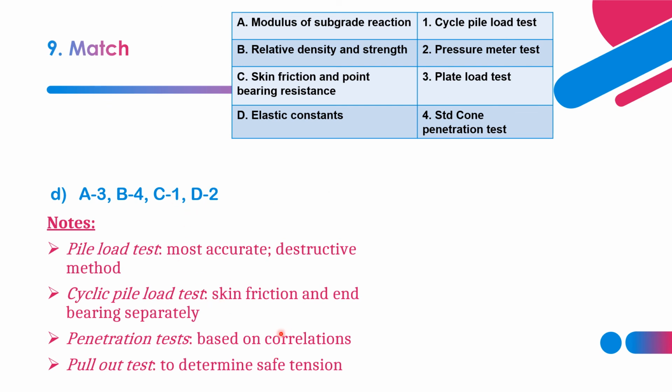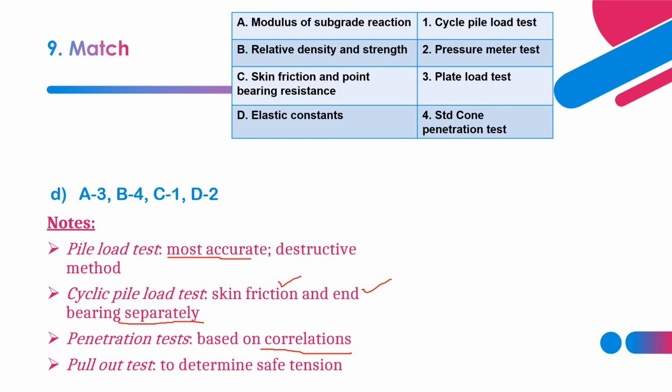And let's see some more important points. Pile load test is the most accurate one, but it is a destructive method. Cyclic pile load test is used to calculate skin friction and end bearing separately. So in a separate manner, we can calculate skin friction as well as end bearing capacity. Penetration tests are based on correlations. Correlation is a mathematical function. Based on those, we have to calculate the capacity in case of penetration test.